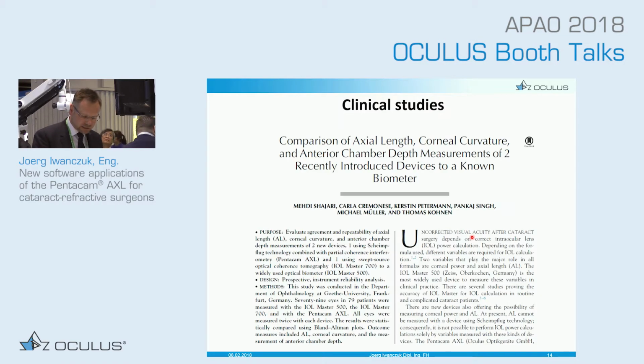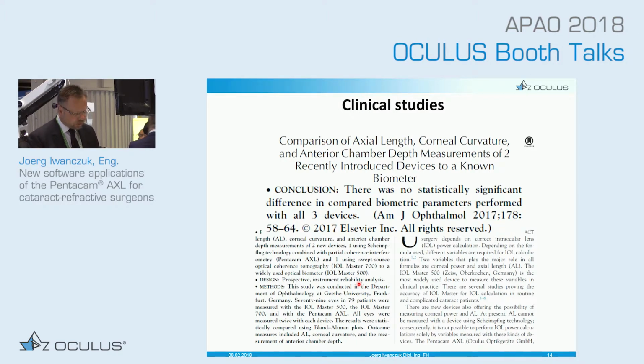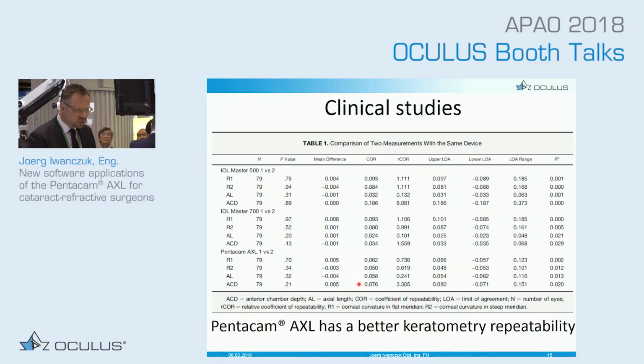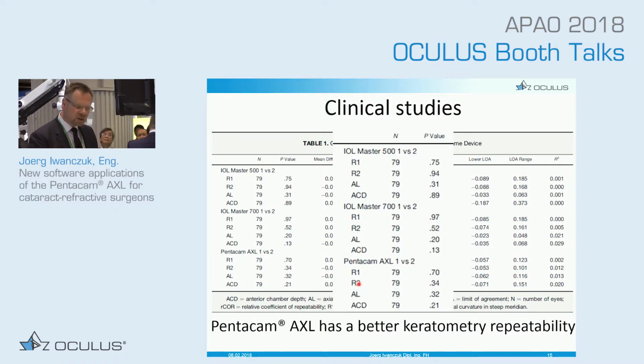We also did some clinical studies to compare how does a Pentacam correlate with existing released instruments. That was a study done around the group from Thomas Conan in the University of Frankfurt. So they compared the Pentacam AXL with the IOL-Master 700 and 500, and they also checked the repeatability. In conclusion, they found no statistical significant differences between the devices. But let's look a little bit to the details. So they did 2 measurements for each patient, for each eye, for each device.